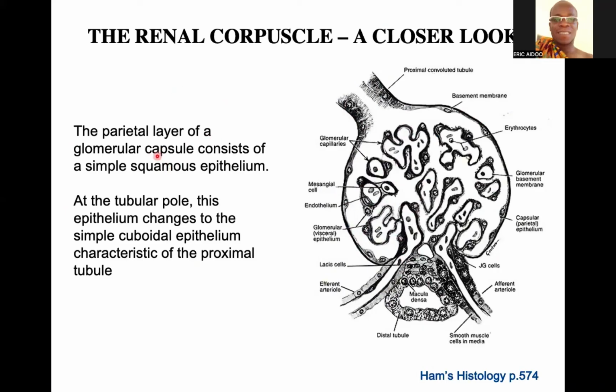So the parietal layer of the glomerular capsule consists of a simple squamous epithelium. So that's the parietal layer, simple squamous epithelium. At the tubular pole, this epithelium changes to the simple cuboidal epithelium, characteristic of the proximal convoluted tubule. So once the parietal layer continues as a proximal tubule, it changes from squamous to cuboidal. Already we have established that the visceral layer will differentiate to form a special layer known as the podocyte, which is in close association with the glomerulus.